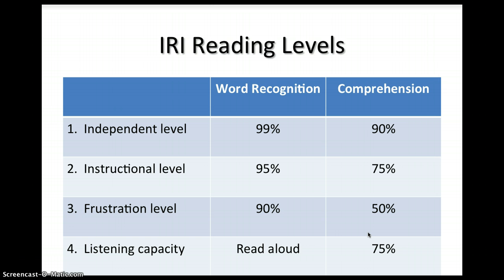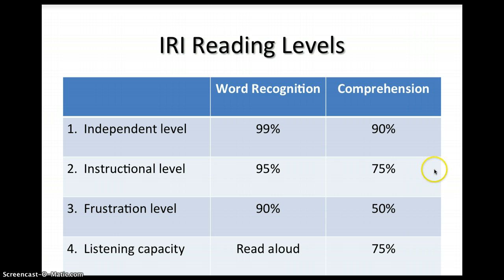The IRI actually yields 4 levels. We have independent, instructional, frustration, and then listening capacity. Independent level is the level at which students can read on their own independently without any help from teachers, parents, peers, etc. In the independent level, a child will recognize at least 99% of the words, and the comprehension is nearly perfect.